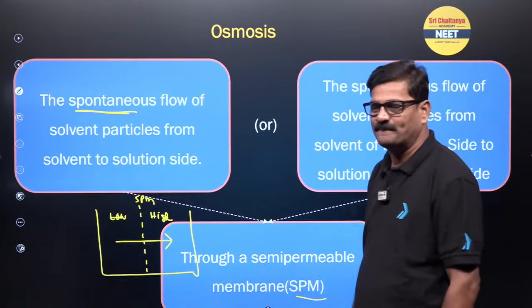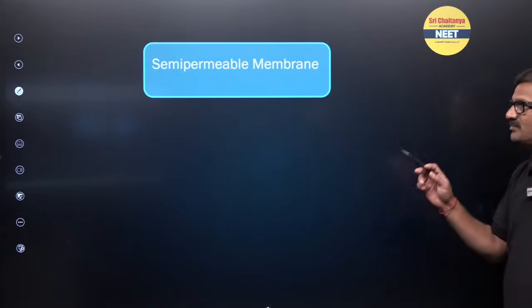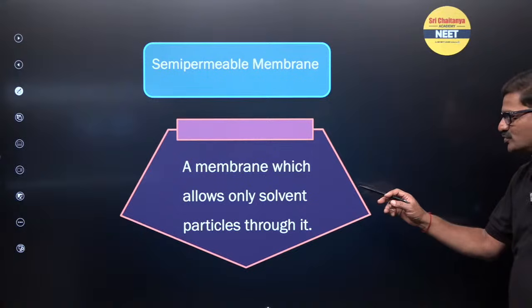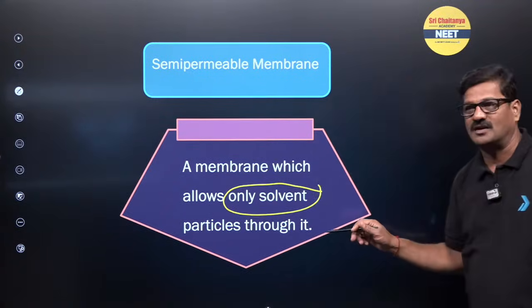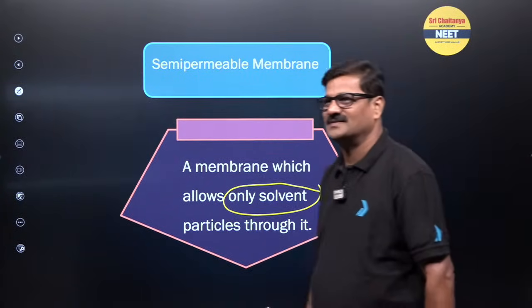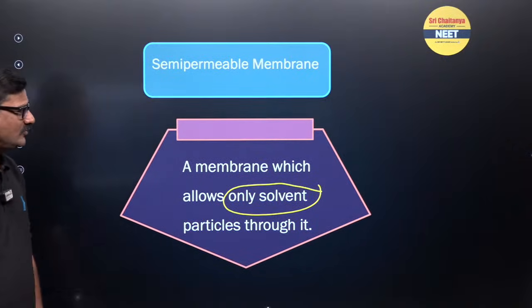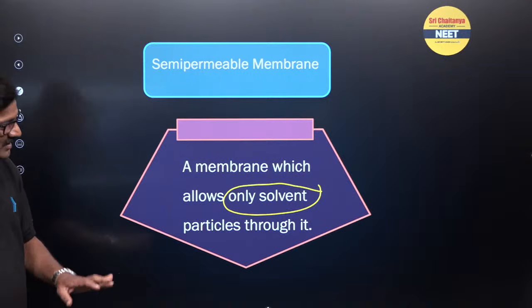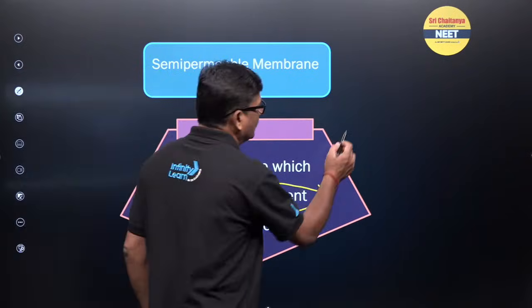What is this SPM? So let's talk about what is SPM. A semi-permeable membrane is a membrane which allows only solvent particles through it but not solute. Any animal membrane is an example of that. And copper ferrocyanide is also an artificial semi-permeable membrane.